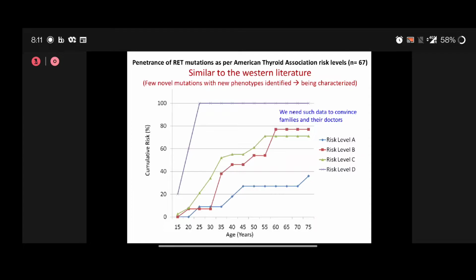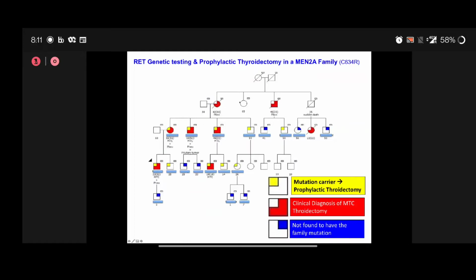Another syndrome, medullary thyroid cancer: you look at the RET mutation, as to where the mutation is in that gene, and the American Thyroid Association has classified mutations from low risk, level A, to very high risk, level D. So the age at which they get cancer and the proportion of patients who get cancer depend on the risk level. And this is our own data. So this is one family where we could do testing for many family members and did prophylactic thyroidectomy for many mutation carriers. And in almost all of them, we could find an early stage microscopic medullary thyroid cancer.